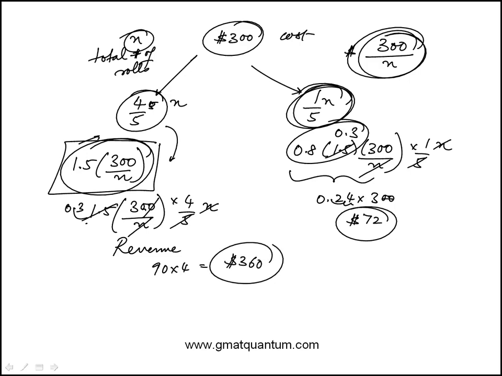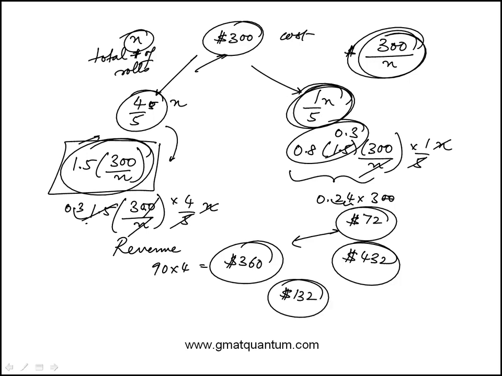So the total revenue is $432. The cost of production was $300. So the profit is $432 minus $300, which is $132.